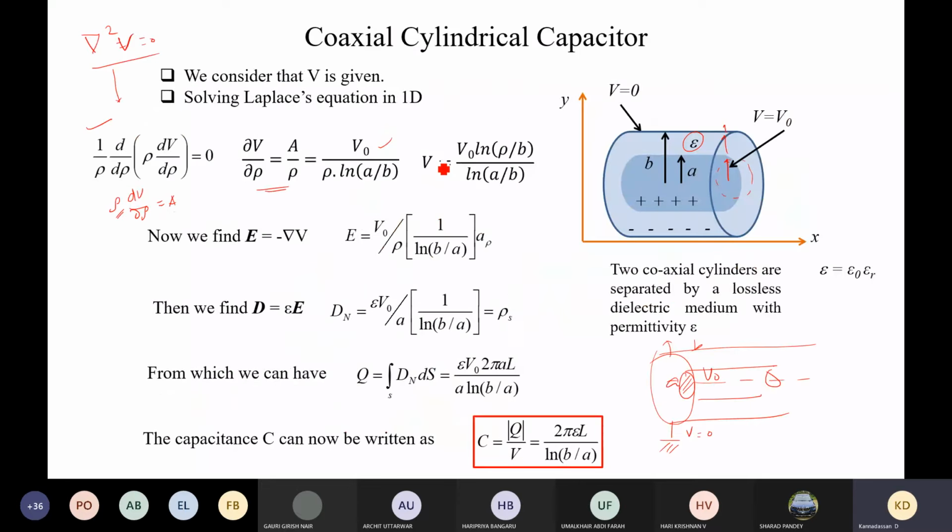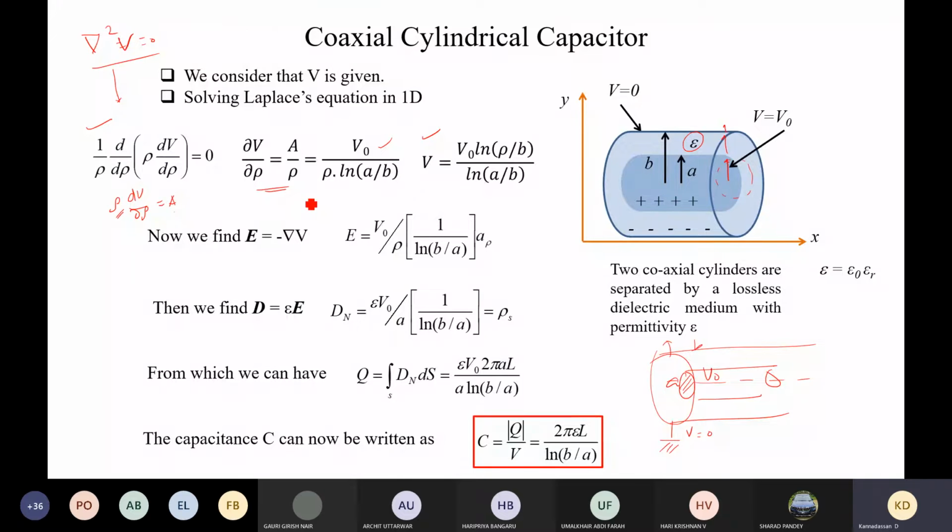When you do that, you will get this equation, potential equal to V naught natural logarithm of. In some books, you can see it mentioned as log. The difference between these two is the negative values, how they are being applied here. Within the cylinder, negative values are not possible. So you can use log as well as ln, both, since all the values are positive. So here V equals V naught ln of rho by B over ln of A by B, like that.